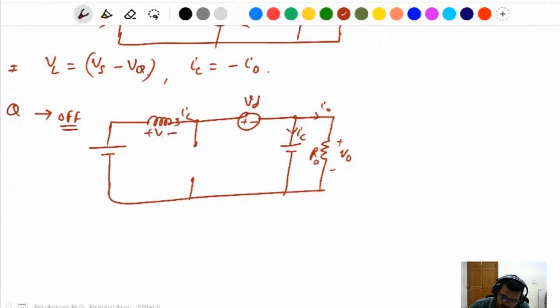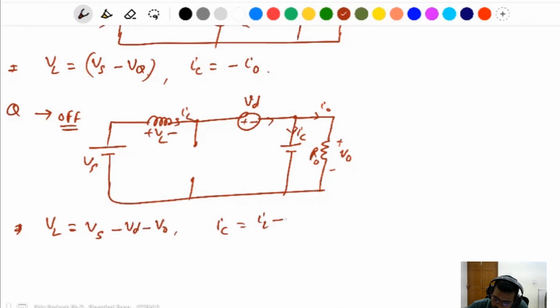Here is IL, VL and VS. Same thing, apply KVL, then you get the inductor voltage VL equals Vs minus Vd minus V naught. For the capacitor, the same current IL flows here, so IC is IL minus I naught.